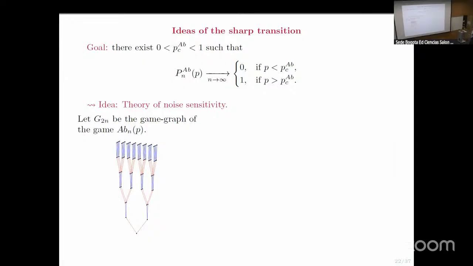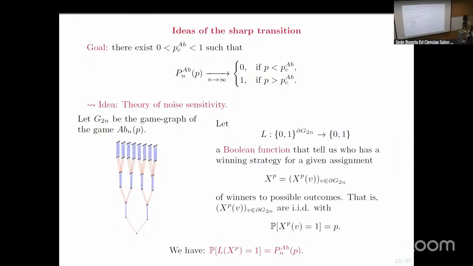What is the idea here? Let me denote by G_n the game graph. So think of this game graph, and I'm going to focus on this. First, in order to use this theory, I need to define a Boolean function. So what is my Boolean function? It goes from {0,1} to the power of the leaves of the game, and it's going to give me a 0 or a 1.